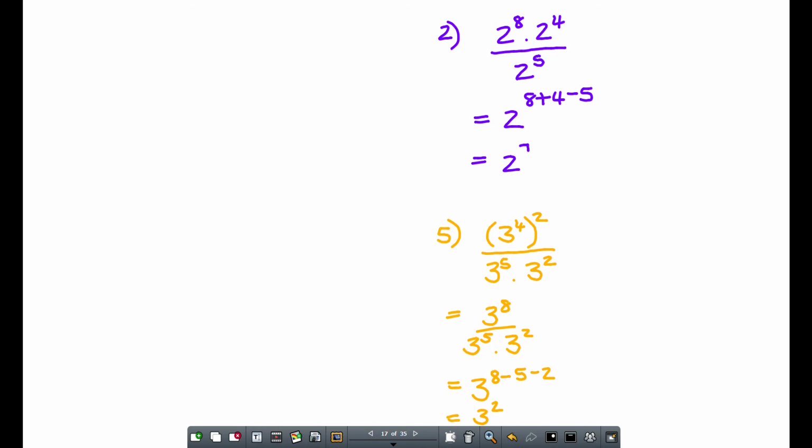Okay. Right, at B, the first thing that you had to do here is multiply in those two exponents. This will come by 3 to the mag 8. And then I take top exponent minus the bottom ones. And this will come by 8 minus 5 minus 2. And that means that it would be 3 to the power of 2.